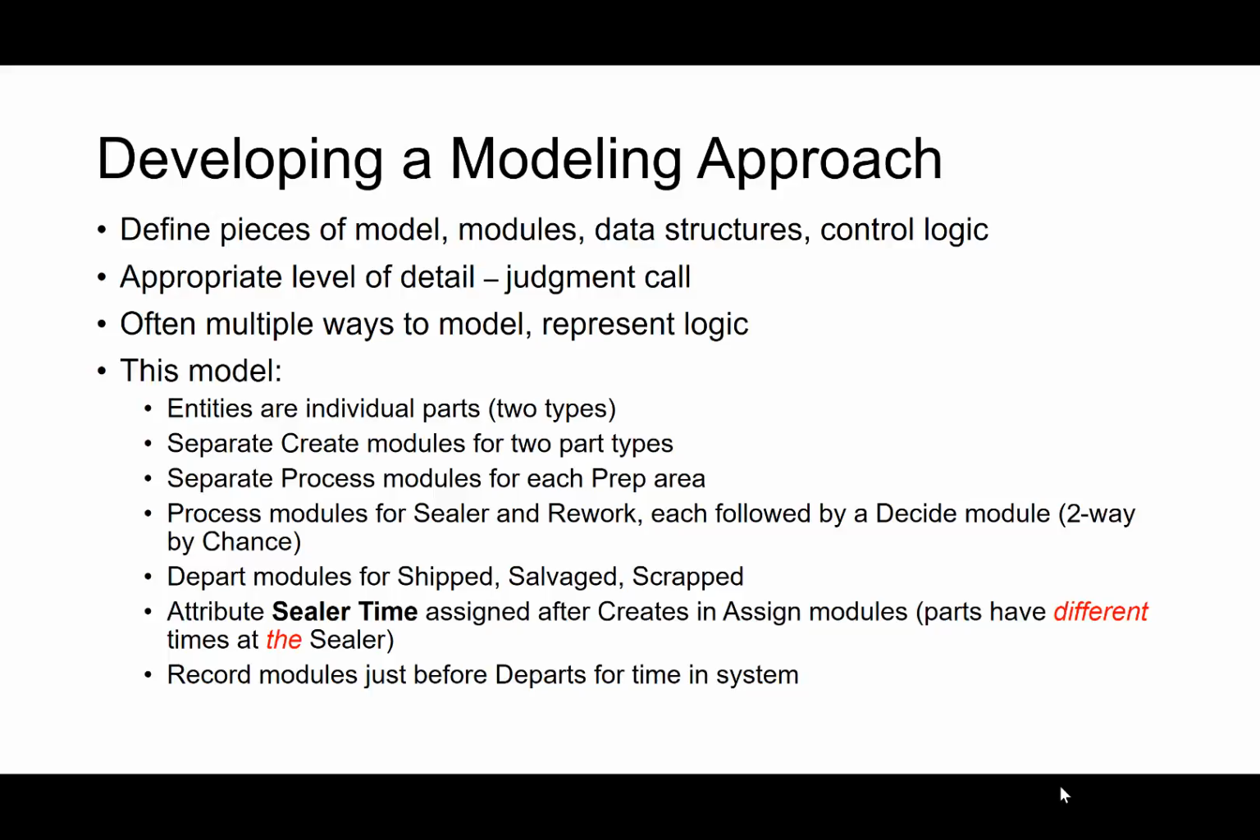In this particular model, the entities are 2 different parts, so we have to have 2 different types for those. We have to have separate create modules for each of the 2 parts, and separate process modules for each prep area. The process modules for sealer and rework will each be followed by a decide module, which is a 2-way, either passes or fails by chance. The dispose modules will have shipped, salvaged, and scrapped, and the attribute sealer time is assigned after creates in an assign module. So the parts have different times at the sealer, and that's important to note. Record the modules just before the disposes, for time in system.